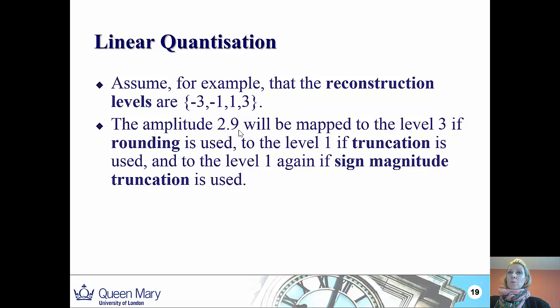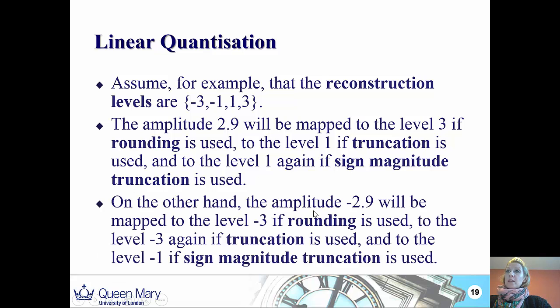It will be mapped to the level 1 if truncation is used. So 2.9 will be mapped to the level 1 if truncation is used, so it's rounding the number to the closest level which is smaller than it. And again, whenever sign magnitude truncation is used, it will be rounded to the level 1 again.